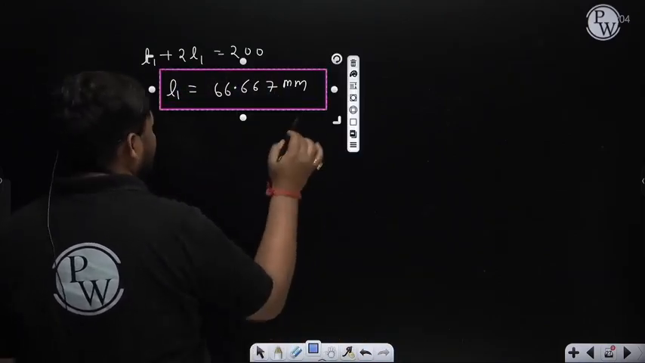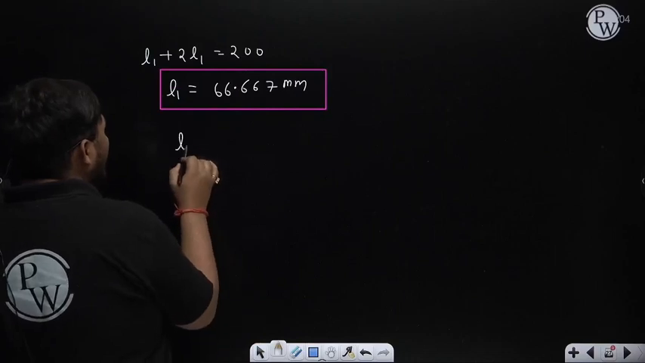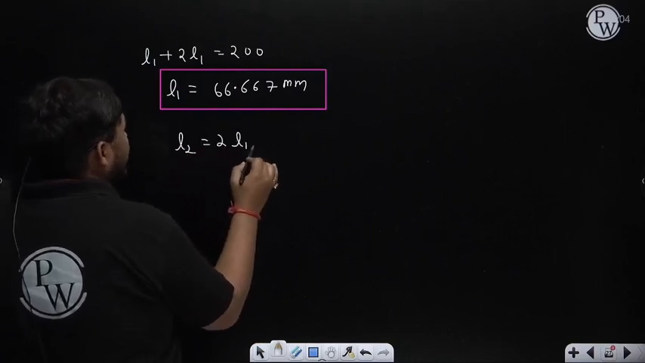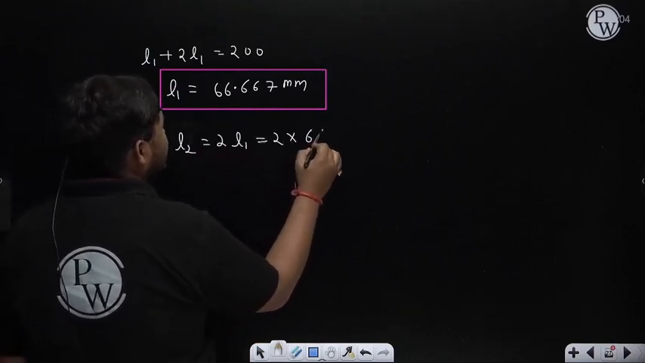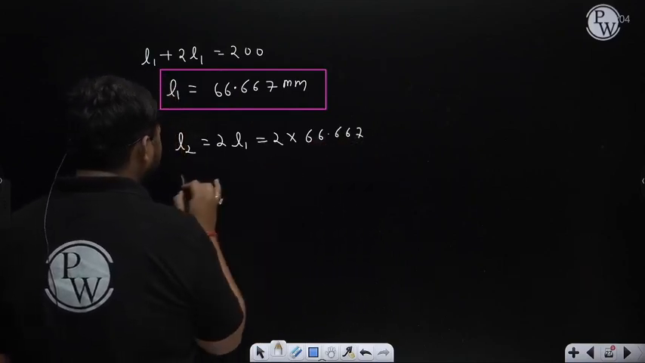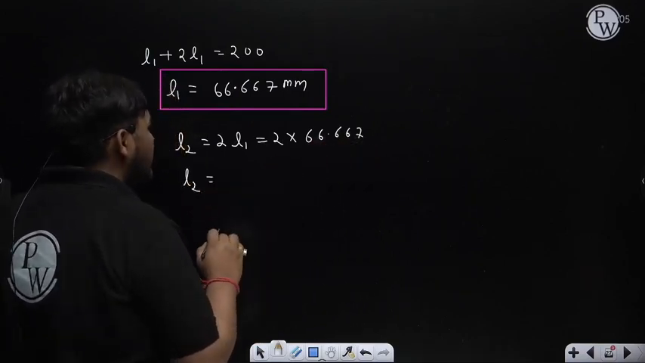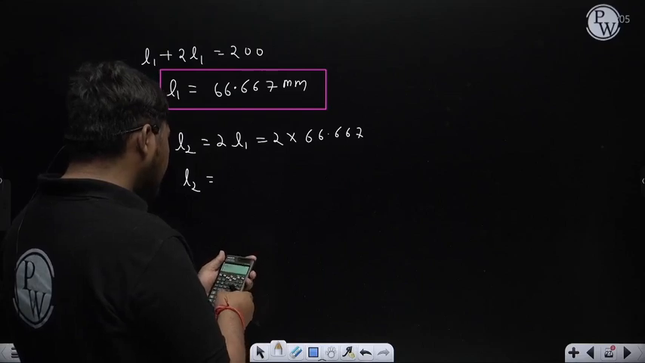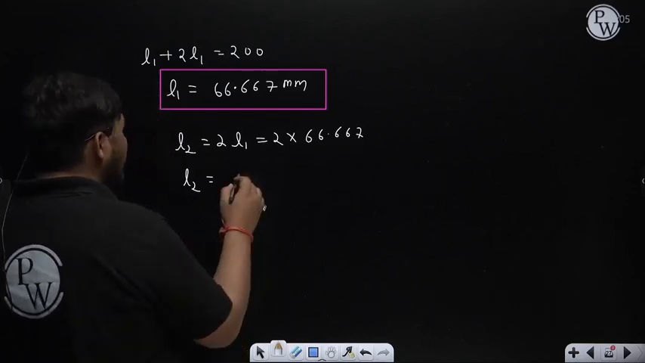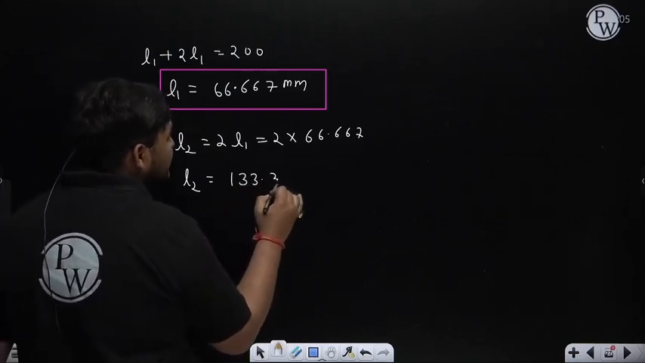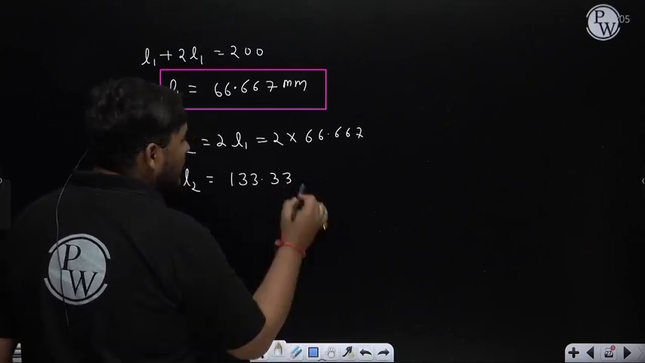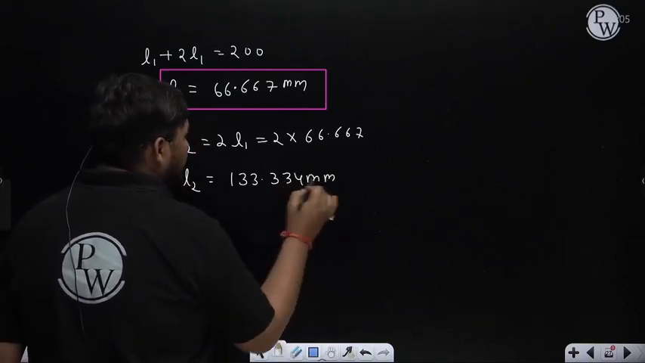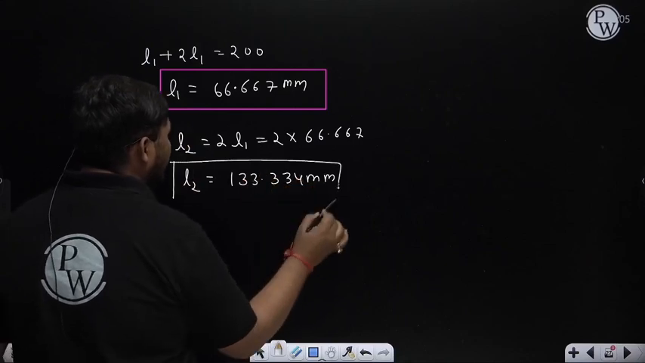Okay. Now L2 we already know, L2 is equal to twice of L1, and if you put the value of L1, which is 66.667, we will get the value of L2, and L2 is coming twice of 66.667, and it is coming 133.333 or 133.334 mm. Okay, so it is the value of L2.